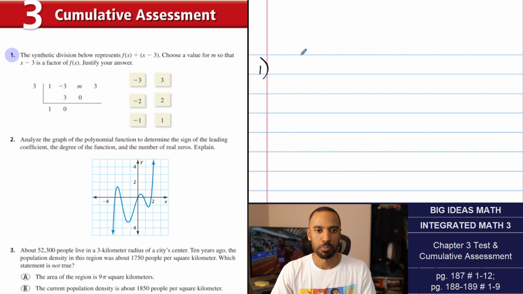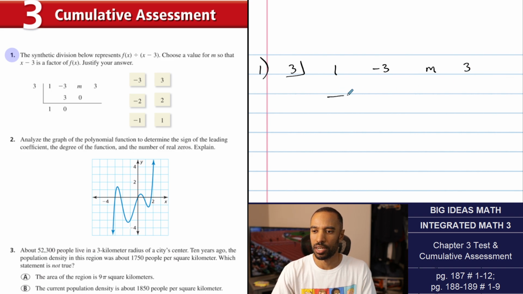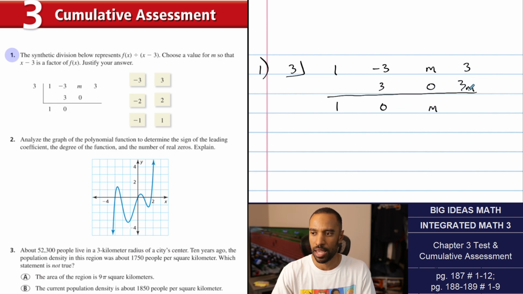Number 1, the synthetic division below represents f of x divided by x minus 3. Choose a value for m so that x minus 3 is a factor of f of x. Justify your answer. So I have 3 given my root, and then I have coefficients 1, negative 3, m, and 3. I'm going to need a remainder of 0 here, ultimately. So bring down the 1, multiply by 3, add that together, multiply by 3, add that together, multiply by 3, and add this together, and we get 3m plus 3.